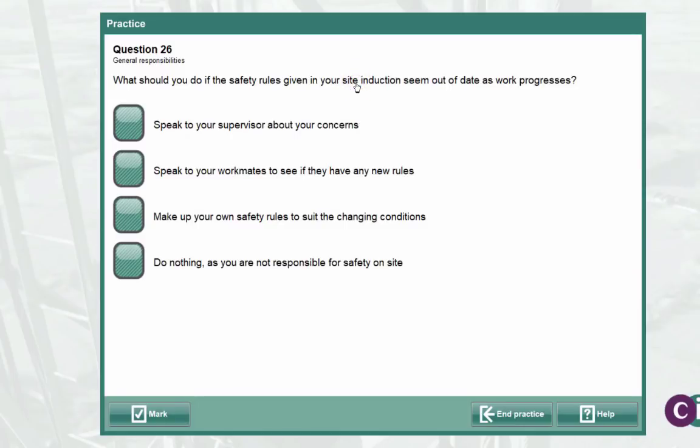What should you do if the safety rules given in your site induction seem out of date as work progresses? Speak to your supervisor about your concerns. Speak to your workmates to see if they have any new rules. Make up your own safety rules to suit the changing conditions. Do nothing, as you are not responsible for safety on site.